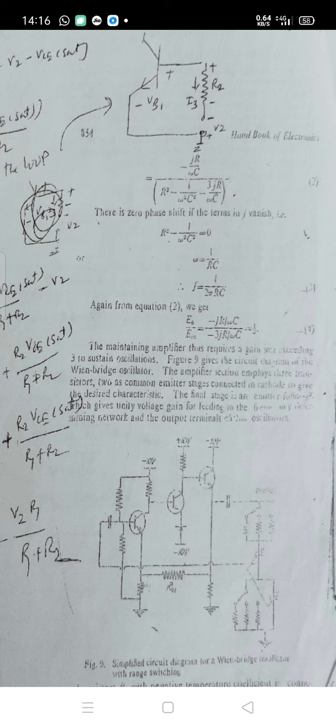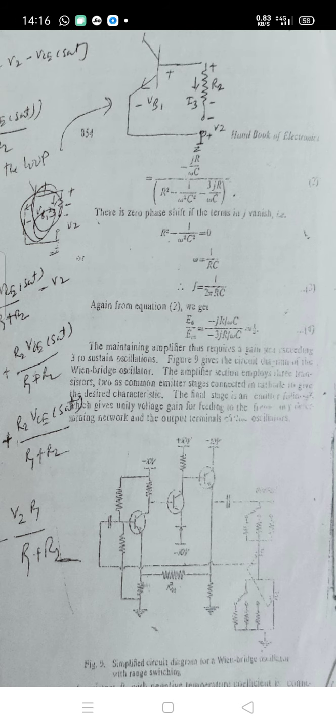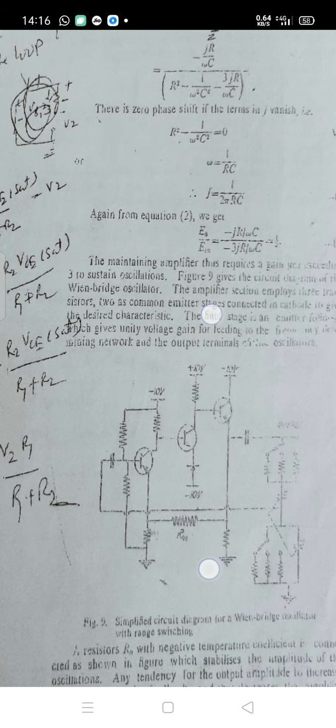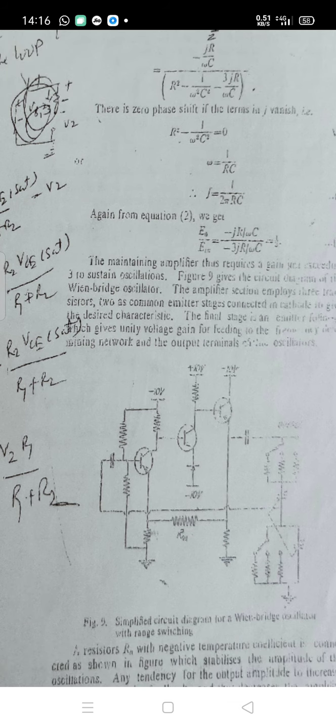The amplifier section employs 3 transistors, 2 as the common emitter stages connected in cascade to give the desired characteristic. The final stage is an emitter follower which gives unity voltage gain for feeding to the frequency determining network and the output terminals of the oscillator. So this is the actual simplified circuit diagram for the Wein bridge oscillator with the range switching. So you only have to draw the diagram and write the above equation, that is E0 by En.